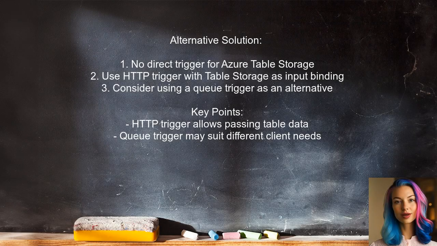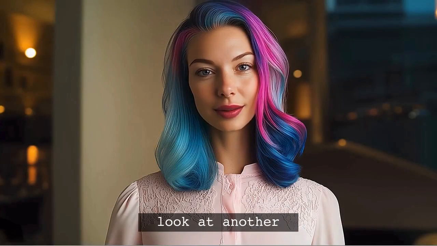This user points out that there is currently no trigger binding specifically for Azure Table Storage. They suggest using an HTTP trigger combined with Azure Table Storage as an input binding. This method allows you to pass table data while relying on a separate trigger. Additionally, they mention that using a queue trigger could also be a viable option depending on your requirements. Let's take a look at another answer from another user.